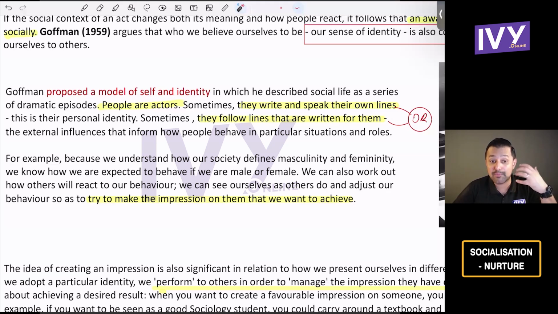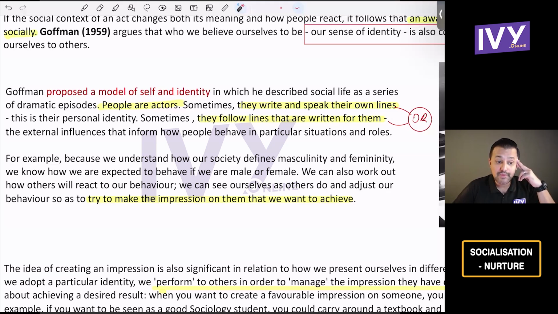So if you behave in a particular manner in front of the public, you do keep in mind that the way you are behaving, the way you're portraying yourself, the identity that you have on display at that particular moment, is flexible. This is something that could be adjusted according to what particular impression you want to leave on others.